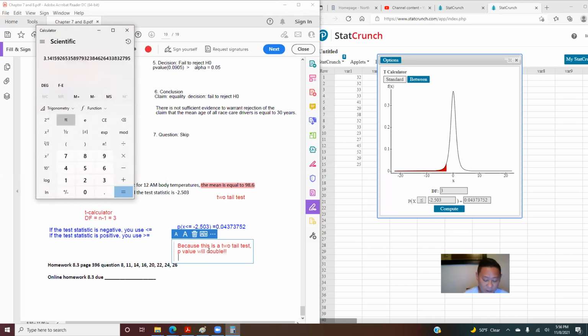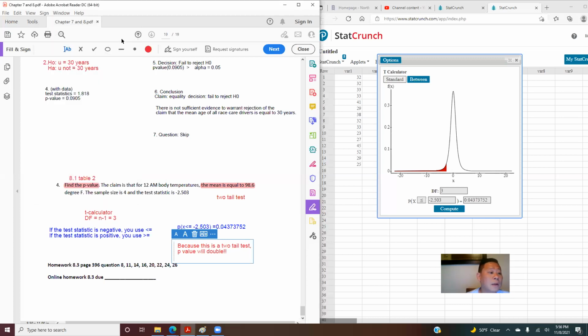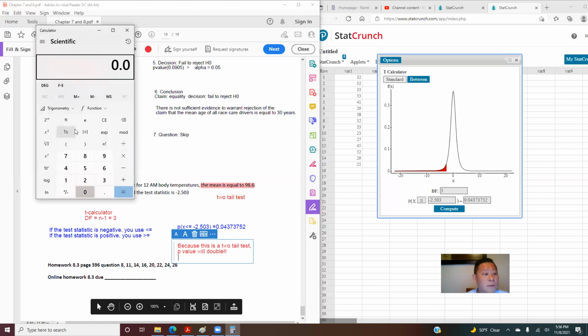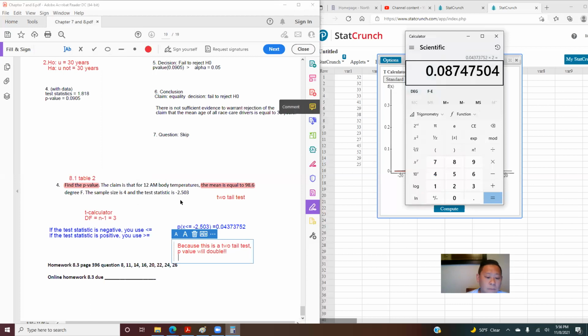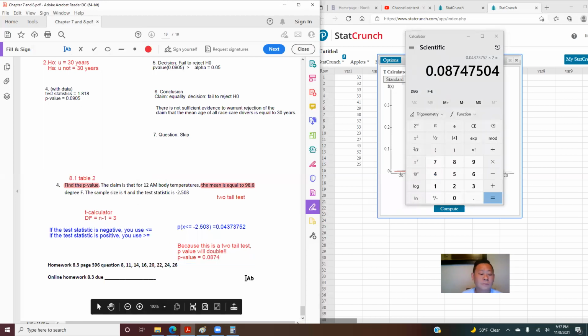So in this case, your p-value will be, sorry, I need to do it again. I am sorry. 0.04373752 times 2. This one 0.8. So in this case, your p-value is 0.0874. So this is how we figure it out for this case.